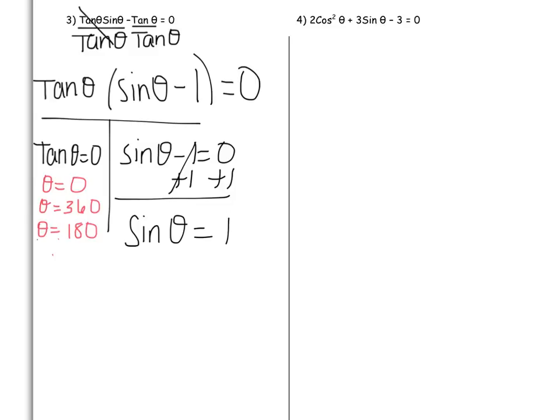And the second part, sine theta equals 1, where on the unit circle does the y value equal 1? And you should be telling me at 90. So here, theta is 90. So we have 1, 2, 3, 4 answers.